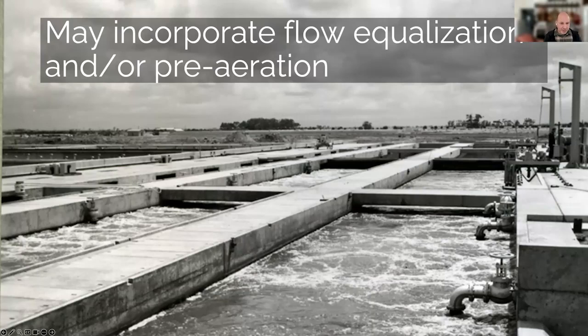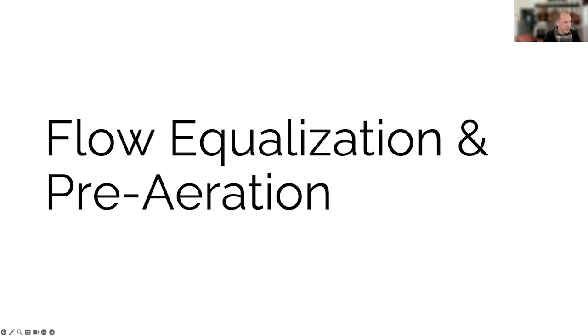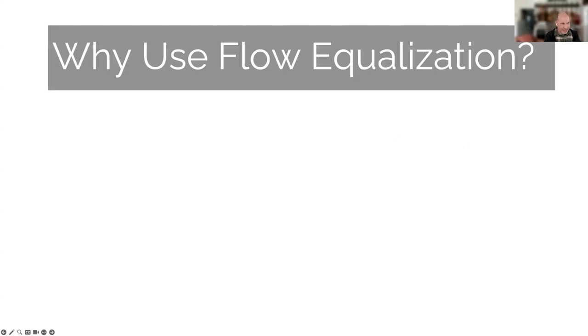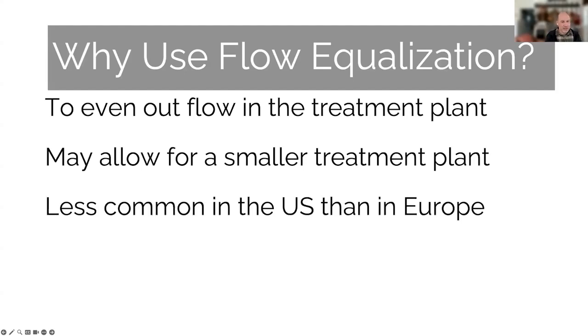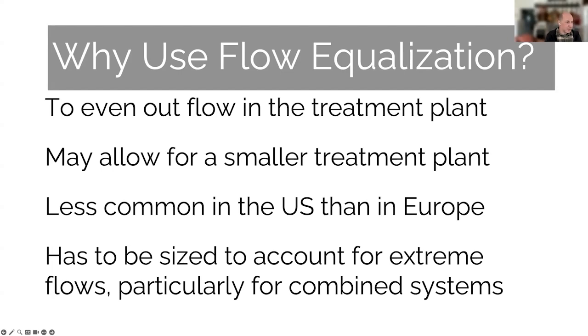So again, two things to remember. Flow equalization is essentially just having holding tanks so that you can make sure what's going through the treatment processes is relatively consistent. Use that to even out the flow. It might actually allow you to have a smaller treatment plant. That being said, it's not all that common here. It's something that is more often used in Europe, and I think it's because they tend to have less space to put their treatment plants. And even so, even if you have flow equalization, you really have to be able to account for extreme flows.